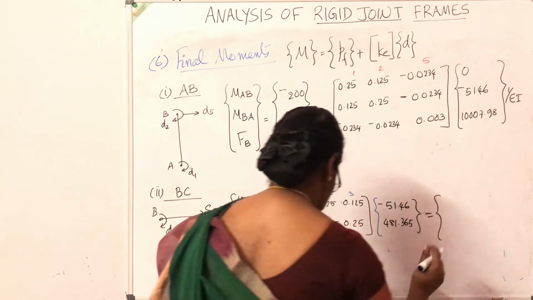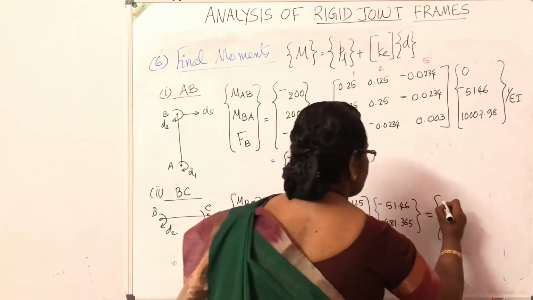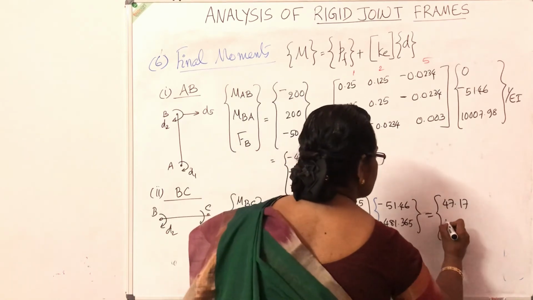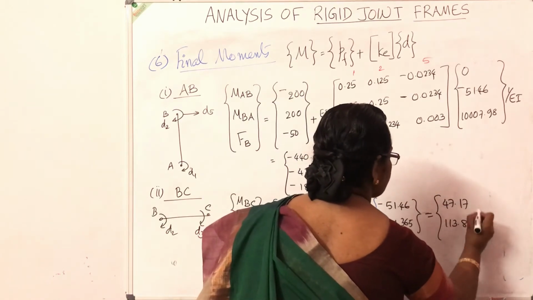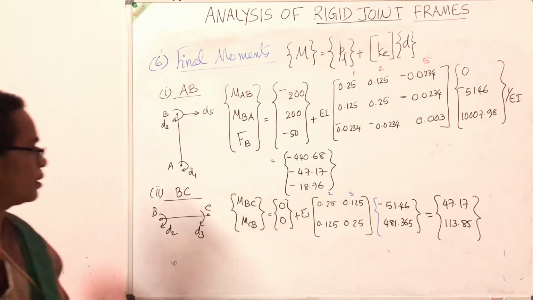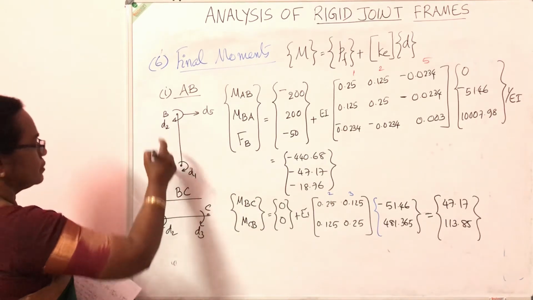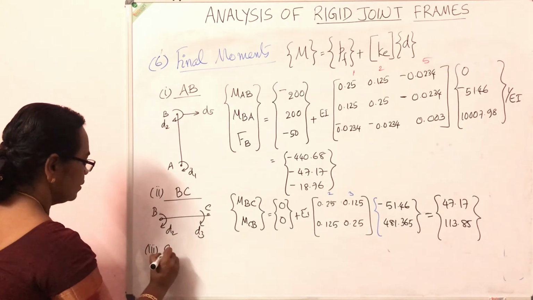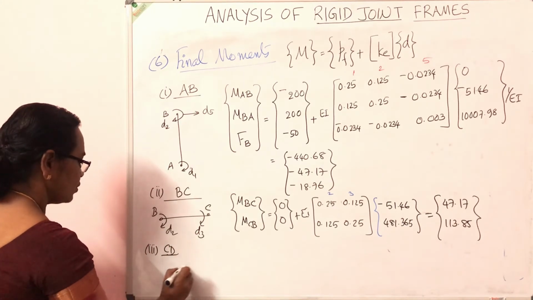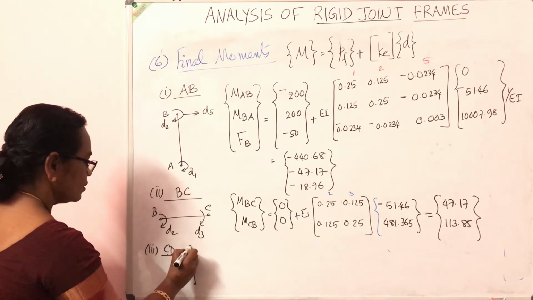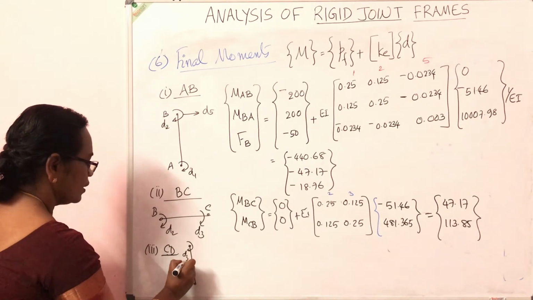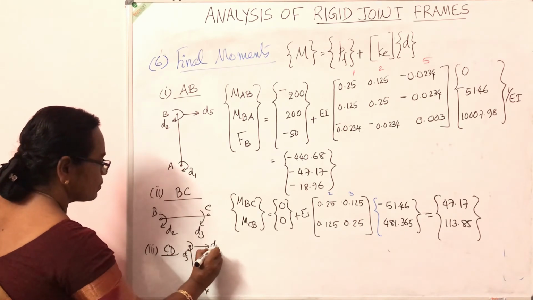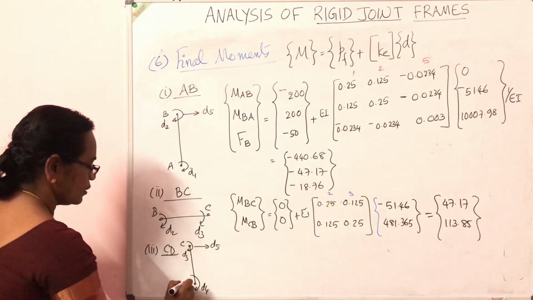So you get the result as 47.17, 113.85. Now similarly coming to the third element, CD. It was a vertical element. This end it was 3, this end it was 4, and displacement 5. This end is C, this end is D.